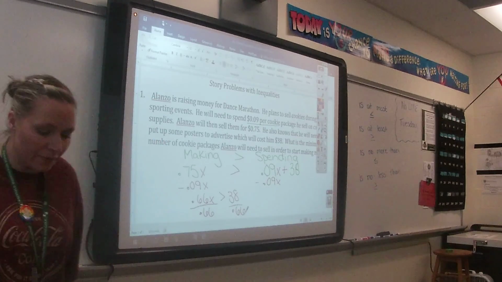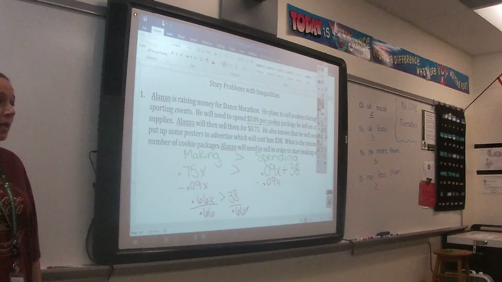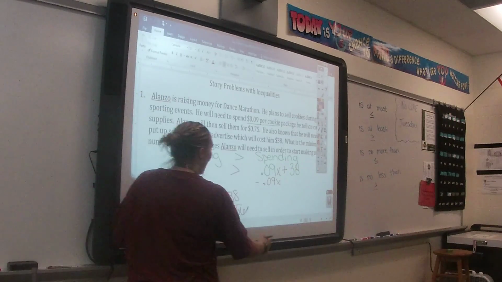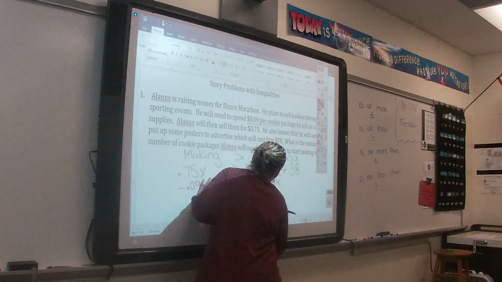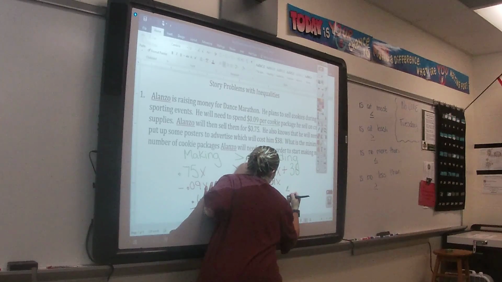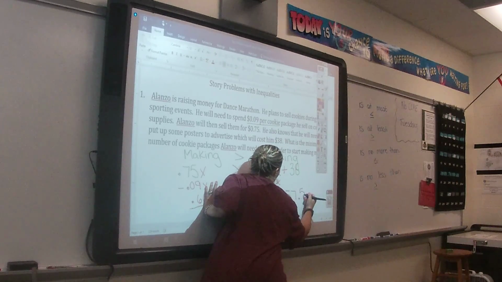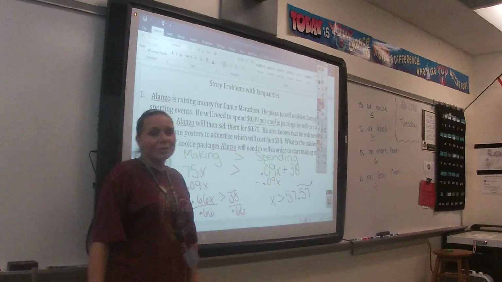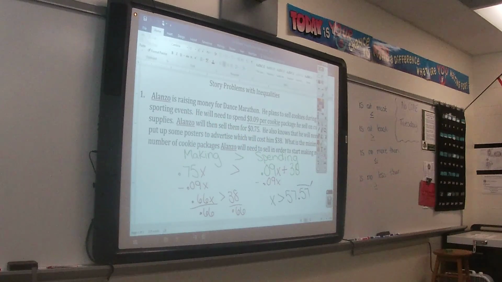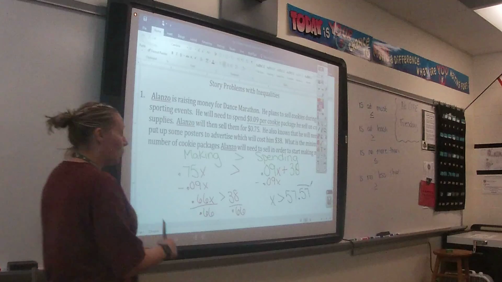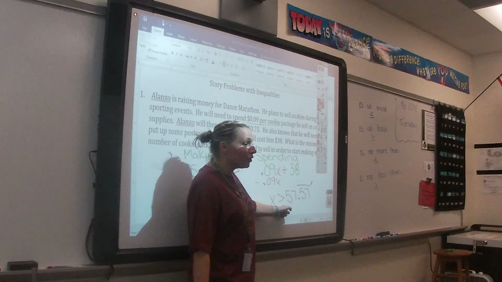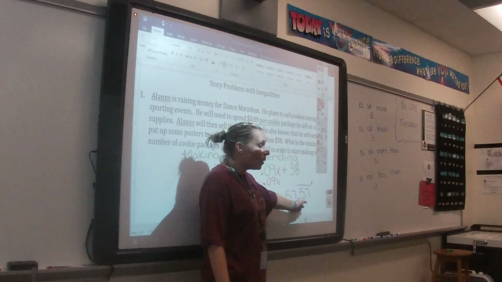Are we getting 57.57 repeating? Okay, so that says x is greater than 57.57 repeating. Here's why my students actually like the inequality more. So remember when we were talking about when you should round up and when you should round down? Here it tells you exactly what you need to do. We need a number that is greater than 57.57.